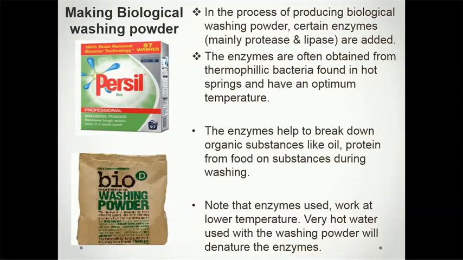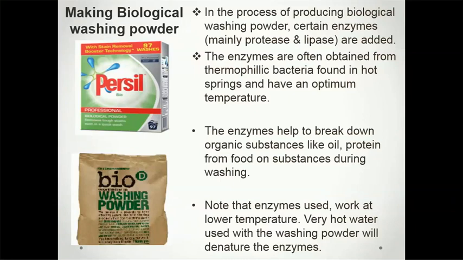Now, the enzymes are often obtained from thermophilic bacteria that are found in hot springs and have an optimum temperature they must work at. And the enzymes help to break down organic substances like oil, protein from food, especially on the plates that have been washed, or clothes, or any other substance that the washing powder is used for. And know that the enzyme used works at lower temperature.